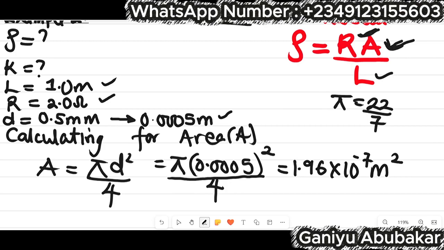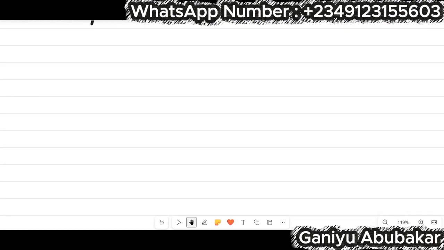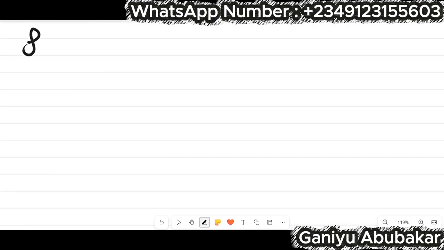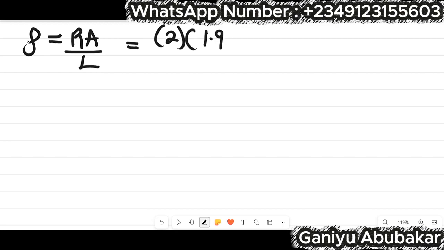So I know R, I know area, I know length. I can get what the value of what? Resistivity. Alright. In other words, resistivity rho is equal to R A over L. Put in values. What's R? R is of course 2. Into what's A? Area is 1.96 times 10 to the power minus 7, of course, all over the length, which is of course 1, right?